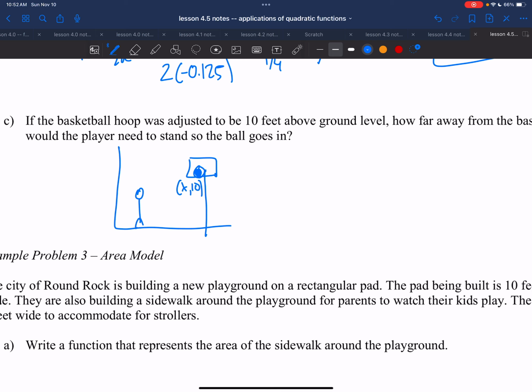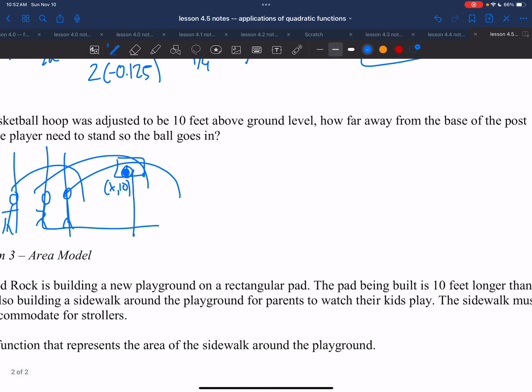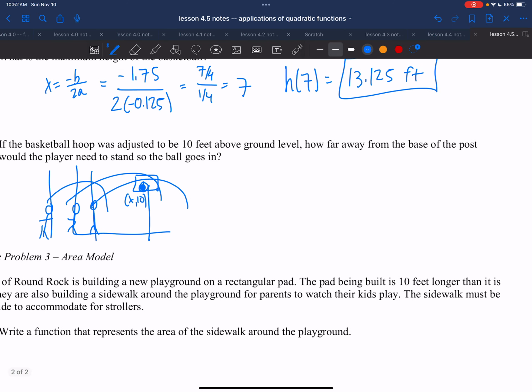Would he need to stand here? Would he need to stand here? Would he need to stand over here, right? And actually, all of these are going to be our y-axis. We don't know where he's standing because the path of the ball is going to be the same arch, assuming it follows the same arch, right? So, what does this mean?